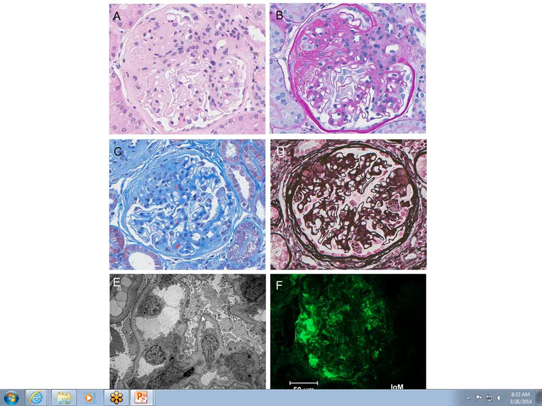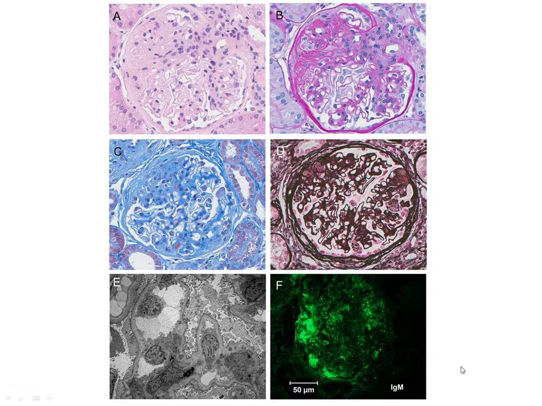The important thing for the EM is the fact that we have these broad regions where all the foot processes are effaced. If you're looking at an EM of a glomerulus and you do not mention the foot processes, that would be bad. That's one of the things that we all can see pretty consistently.